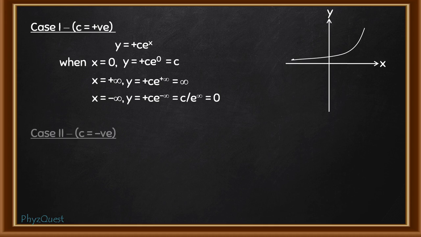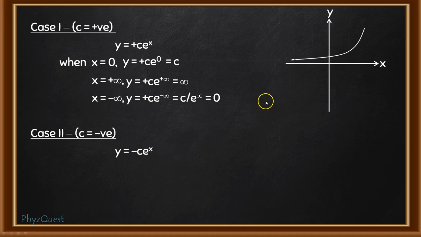Case 2 is c is negative. Now here c is negative means y is equal to minus c e to the power x. So again here we'll do the same thing. We'll choose different values of x ranging from minus infinity to 0 to plus infinity and find out what would be the value of y. But one thing we should remember is that the constant here is negative.